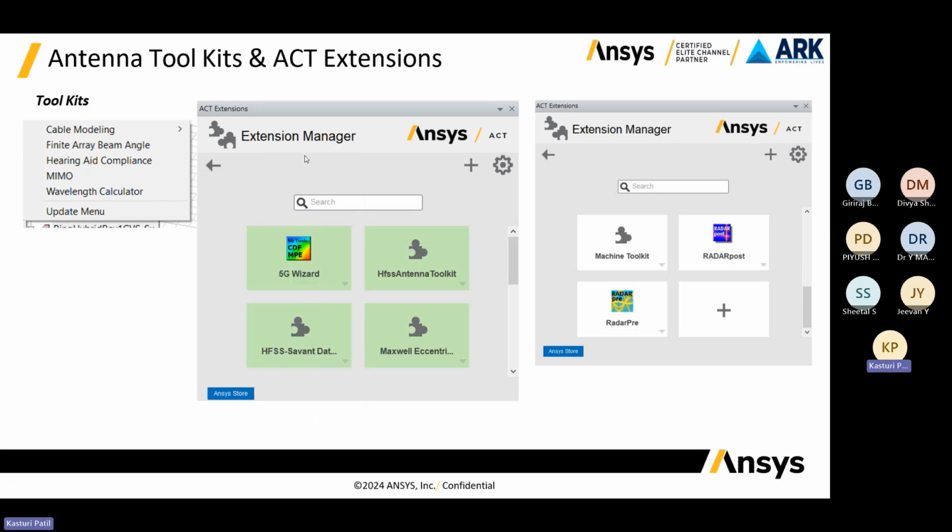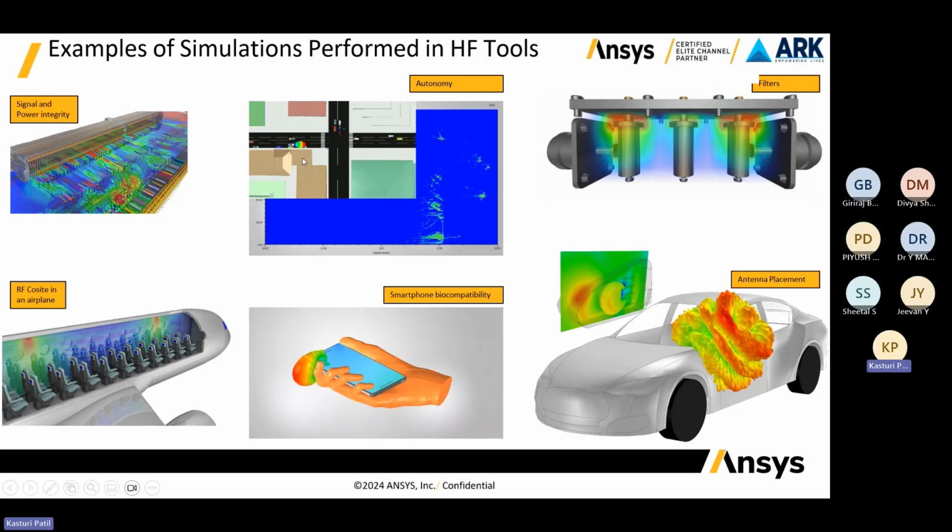These are some other examples where these high frequency tools are useful, which include signal integrity and power integrity. In the first figure, vehicles are traveling from one place to another place, and at that time we can see its gain radiation pattern. Then the third figure is related to filters. Then in the fourth figure, RF coexistence in an aeroplane, where more than two receivers will be there, then what will be the scenario? That kind of simulation we can see in this fourth figure.